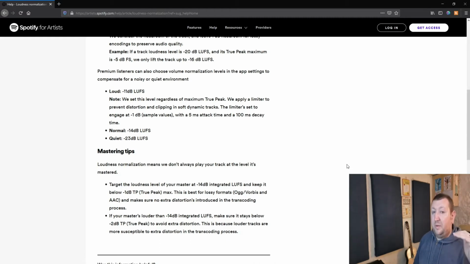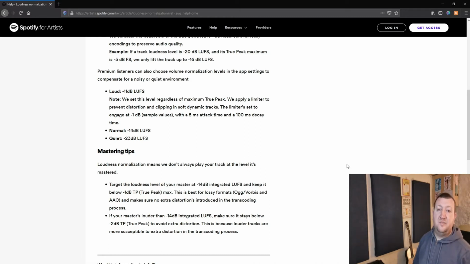The limiter will be applied. There'll be a ceiling at minus 1, but it will use a 5 millisecond attack and a 100 millisecond decay. So whilst they're recommending a target of minus 14 LUFS, if someone chooses to listen to that song in loud mode, they will push the track up, but they will apply limiting, which could, and I stress could, apply compression. So that's something to consider. If you use the minus 14 LUFS integrated level, and someone listens to that track in loud, there is potential for compression to occur.